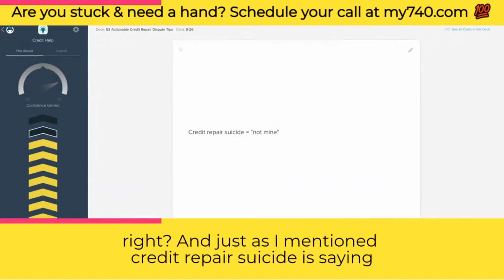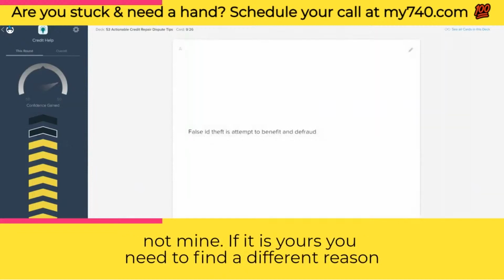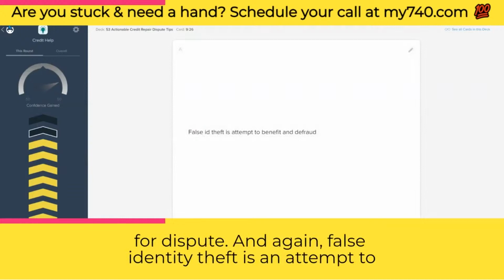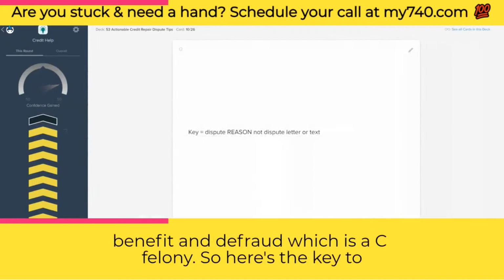All right. And just as I mentioned, credit repair suicide is saying not mine. If it is yours, you need to find a different reason for dispute. And again, false identity theft is an attempt to benefit into fraud, which is a C felony.